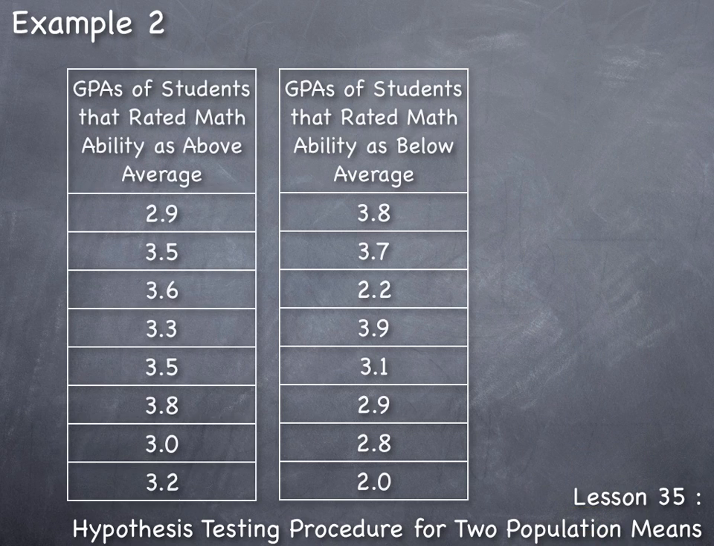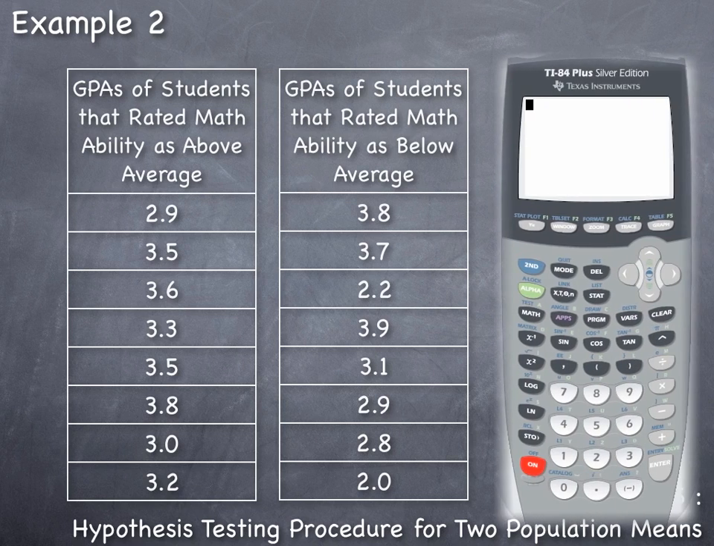So here we have our two sample results. These two samples can be entered into two lists in the TI-84 calculator. To do this, we press Stat and then enter the editor. I'm going to put the first sample in list 1 and the second sample in list 2.